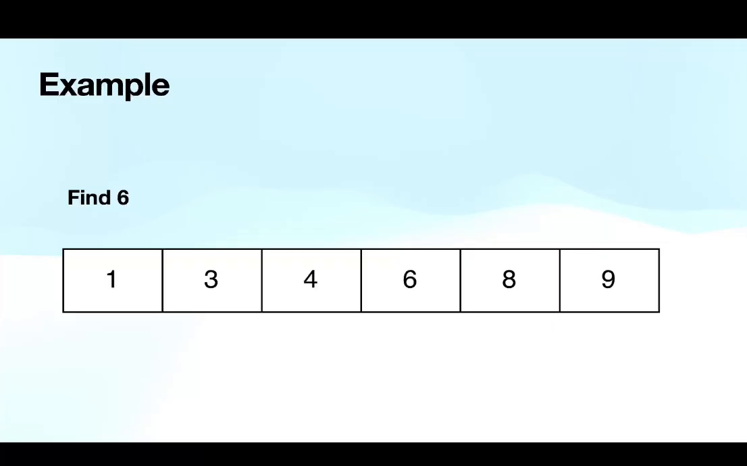Remember, the log here is in base 2. And let's see, the example here, we can say is find 6 in this array. So if it's linear search, we have to go from 1 and see if it's equal to 6, 3 equal to 6, 4 equal to 6, and then 6. Oh yes, we find the number. That's really slow. But for binary search, we can halve it and then compare the values.